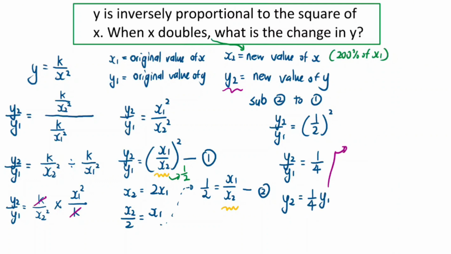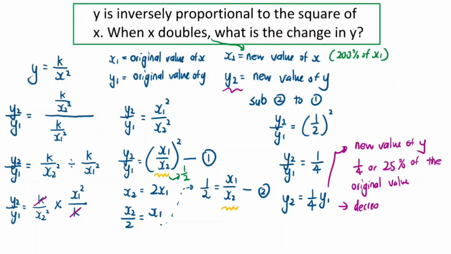So what this means here is that the new value of y is 1/4 or 25% of the original value. So what this means is that there's a decrease of 75% in the value of y. So therefore, this is actually the answer to this question: a decrease of 75% in the value of y.